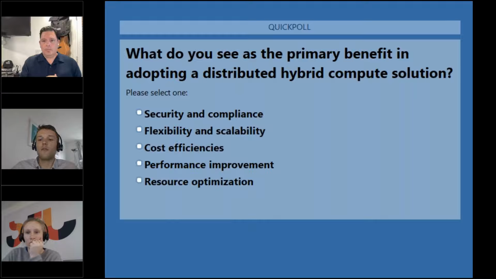So just give you a few more seconds just to make sure we get enough of the audience. So just to run through: option 1, security and compliance; option 2, flexibility and scalability; option 3, cost efficiencies; option 4, performance improvement; and then option 5, resource optimization. So yeah, just give you a last couple of seconds, and then we will close the poll and show the results on screen for both Tilly and Adrian to comment on for you. So yeah, happy to close the poll now.